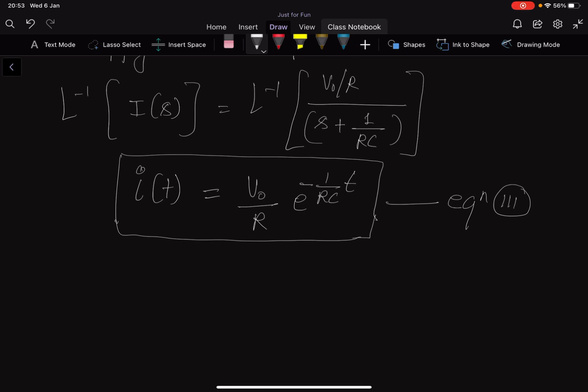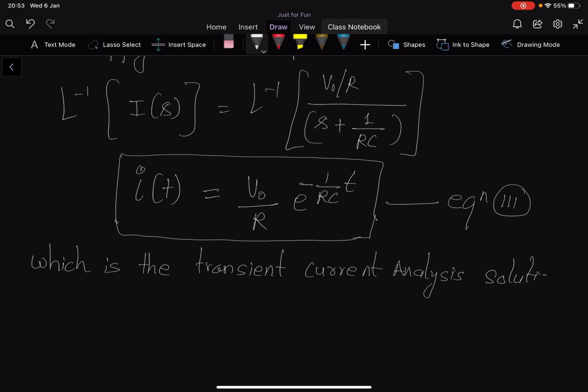And we are done with the 3 steps. So let me write this here, which is the transient current analysis solution of RC circuit.